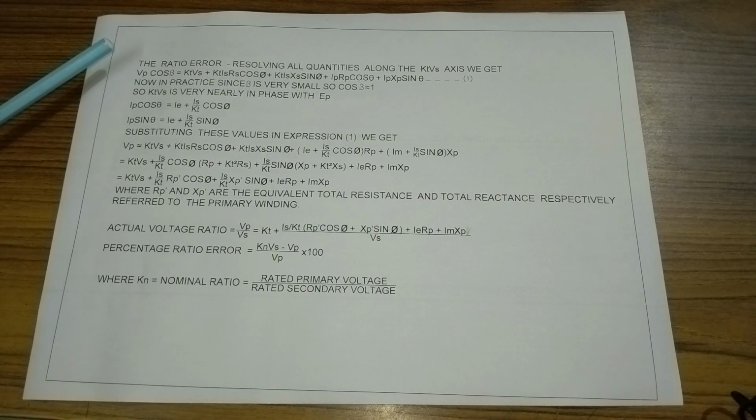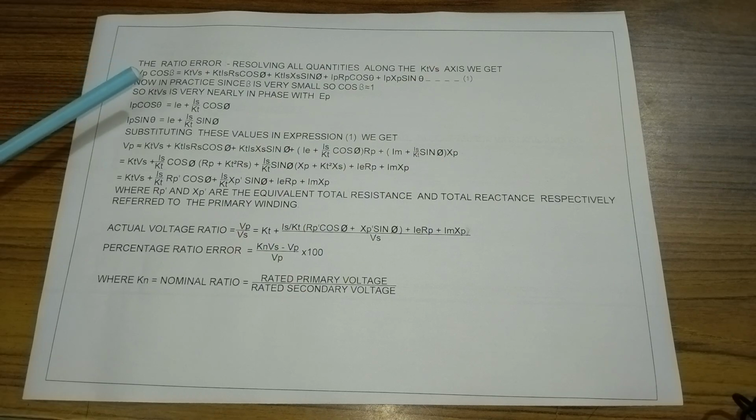The ratio error. Resolving all quantities along the KTVS axis, we get Vp cos beta is equal to KTVS plus KTIS RS cos phi plus KTIS XS sin phi plus IPRP cos theta plus IPXP sin theta, equation 1. Now in practice, since beta is very small, cos beta is equivalent to 1. So KTVS is very nearly in phase with EP.